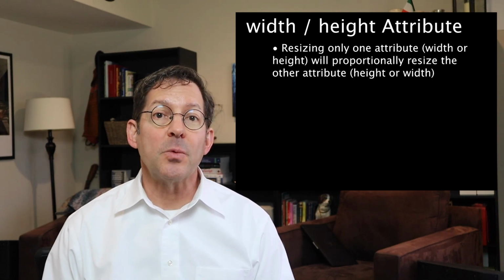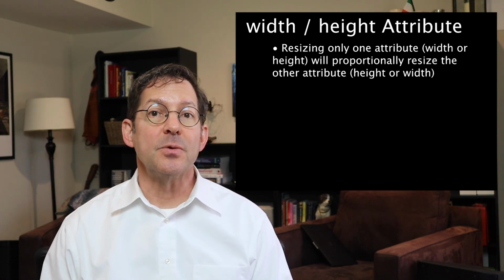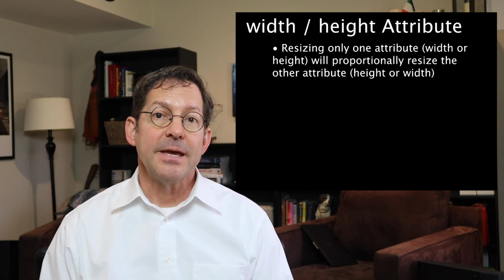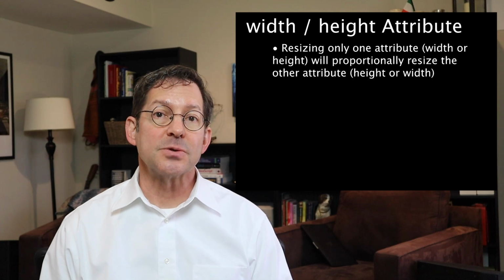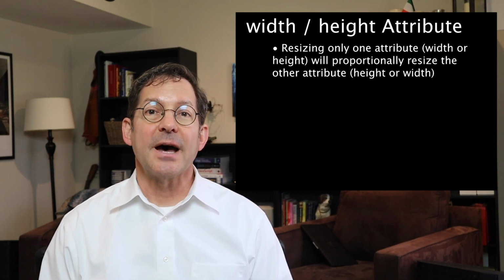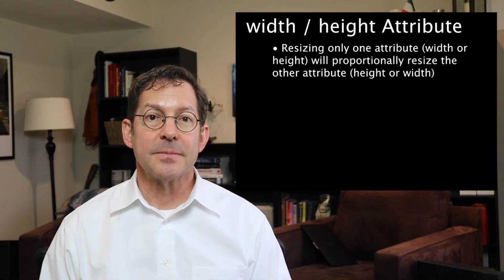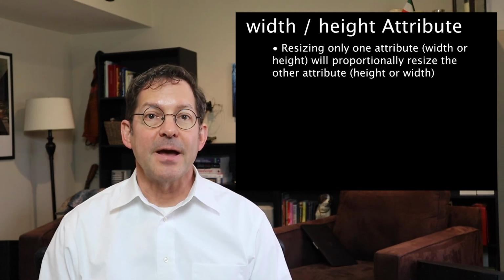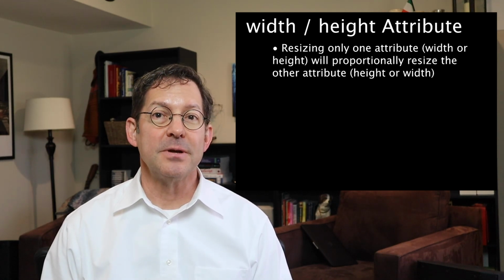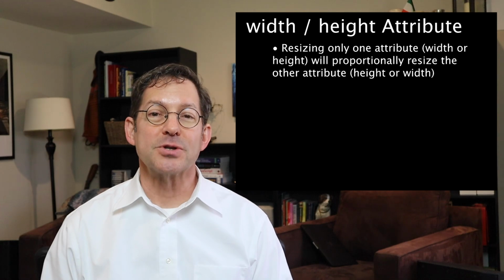By resizing only one attribute, the other attribute will automatically size proportionally. For example, if I only change the width in pixels and do not change the height attribute, the height will size proportional to the width. Likewise, if I only change the height in pixels and do not supply a width attribute, the width will size proportional to the height.